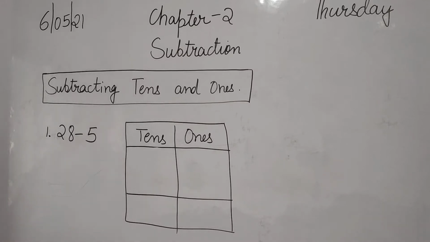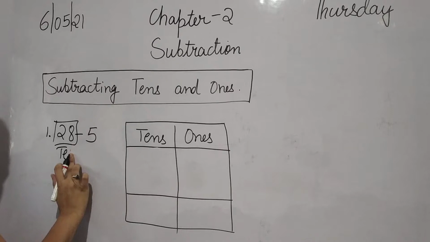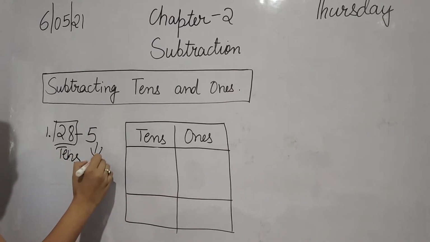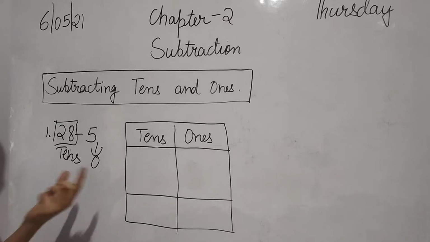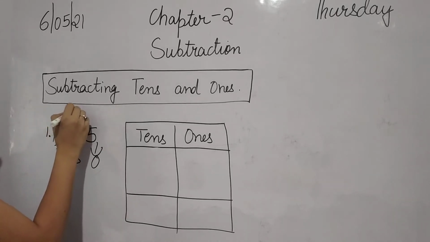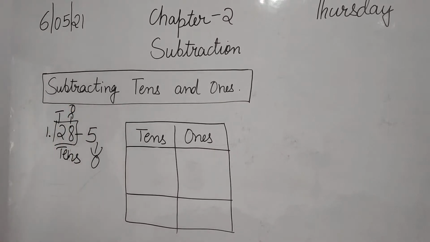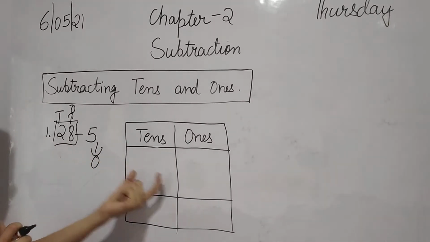Now you should know that this whole number is tens, and this is ones. And why is this tens? Because there are 2 digits and there is only 1 digit. और अगर मैं इस पूरे की बात करूं, so students this is ones and this is tens, right? ये ones है और ये tens है, right students? Now you have to put 28 here and 5 here.